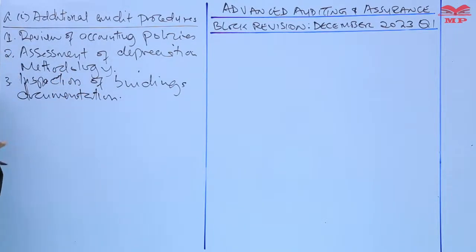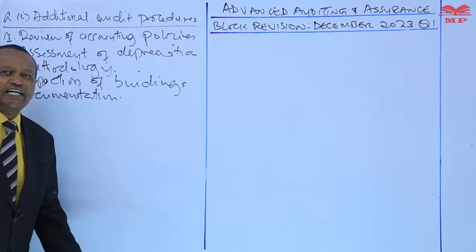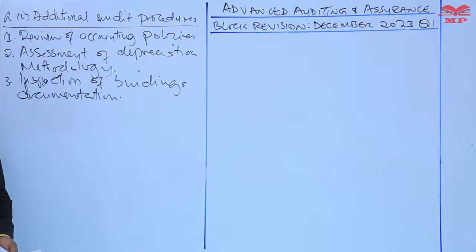Inspection of building documentation. The auditor ought to physically inspect the documentation related to buildings, including purchase agreements, title deeds, and any other relevant contracts. And by so doing, the auditor can verify the accuracy of the acquisition costs and also ensure that no impairment or changes in the useful life have occurred since acquisition. Inspection of buildings documentation.